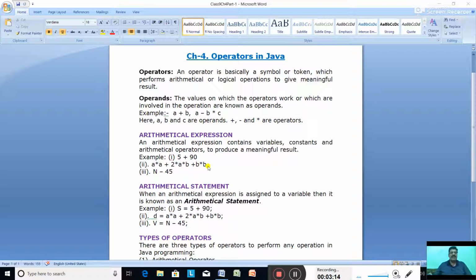So what is an arithmetical expression? An arithmetical expression contains variables, constants and arithmetical operators and it always produces a meaningful result. Like 50 plus 90. What will be the result? 95. Okay. So these are arithmetical expressions. Like x plus y, a minus 15, b into b minus 4 into a into c. All these are arithmetical expressions.